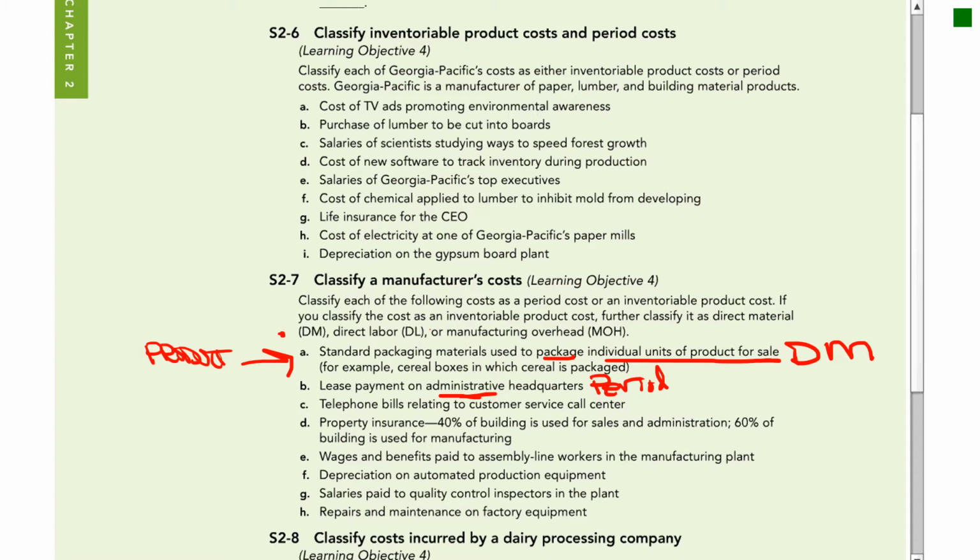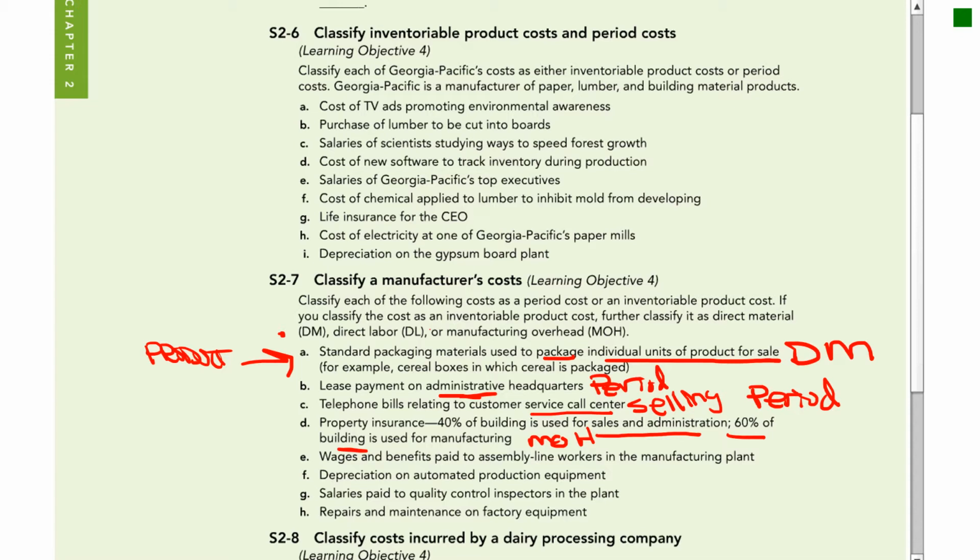Letter C, telephone bills related to customer service call centers. Well, that's going to be like a selling type of cost, and you want to think of your selling expenses as also period, okay, general admin, so letter C would be a period cost. Letter D, property insurance. As 40% of the building is used for sales and admin, 60% is used for production. So guess what? You simply do an allocation. The 40% would be period, the 60% would be product. And this part, that's part of the product, the insurance, you'd say would be the manufacturing overhead.